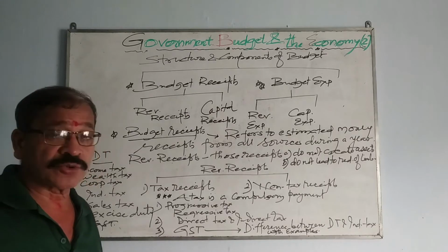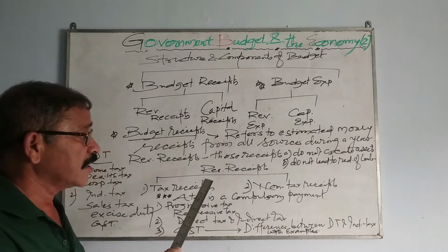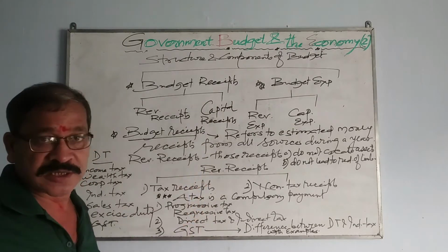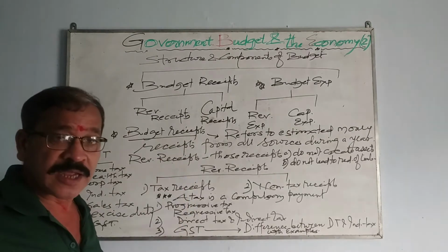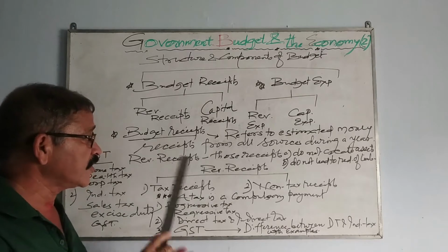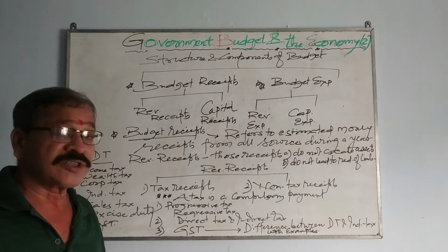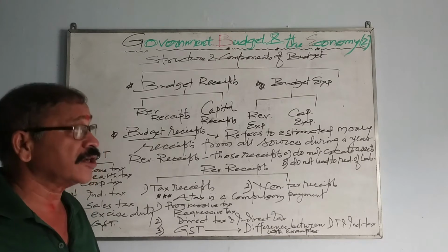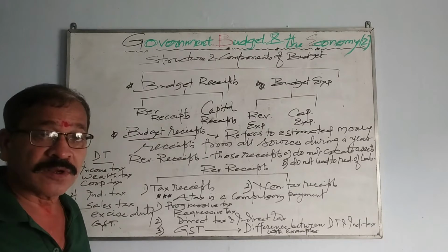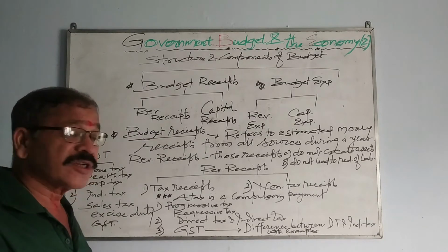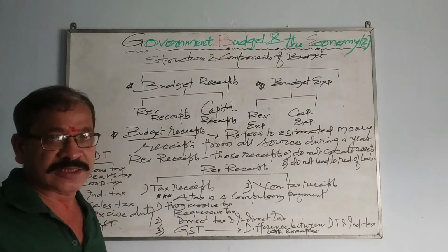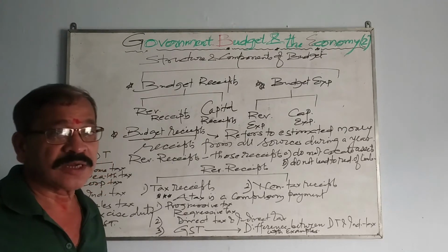Now budget receipts have two types. One is revenue receipts, and the other one is capital receipts. First let us discuss revenue receipts. Revenue receipts are those receipts which, once again I repeat, do not create any assets and do not lead to reduction of liabilities. Revenue receipts again have two types: tax receipts and non-tax receipts.